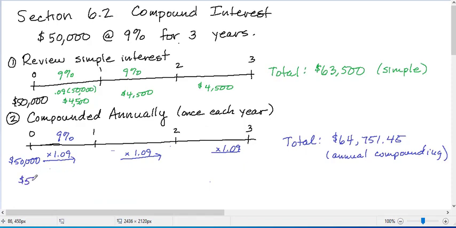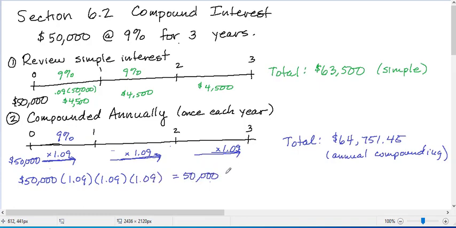Now I'm going to make it even faster. I start with $50,000. To move it to the first year, I multiply by 1.09. And without stopping to calculate this, I'm going to move from the first year to the second year, multiply by another 1.09. From the second year to the third year, multiply by another 1.09. In math notation, that would be 50,000 times 1.09 cubed. So for 3 years, or 3 arrows moving the money forward, that will give me the same $64,751.45.